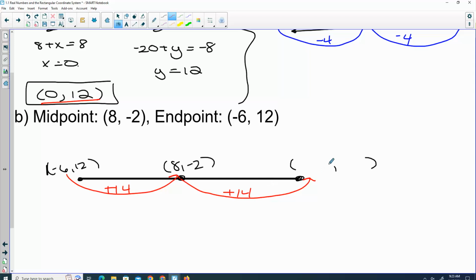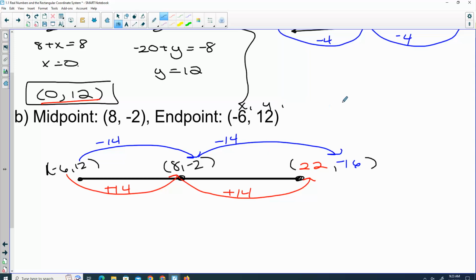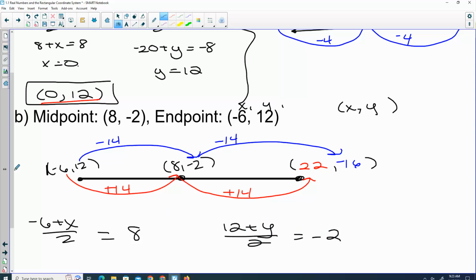8 plus 14, 22. If you're at your y's, 12, what do you have to add or subtract to get to -2? So you do it again. -2 minus 14, it's -16. I did see a couple people working it out the algebraic way, which is fine. So this is like your x1, y1. We need that other ordered pair. So if you did that, -6 plus x divided by 2 had to equal 8. For your y's, it would be 12 plus y divided by 2 had to equal -2.